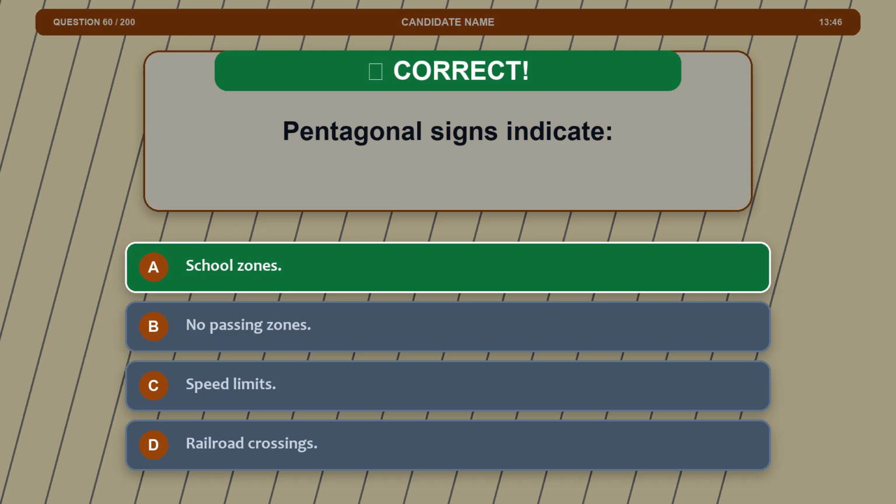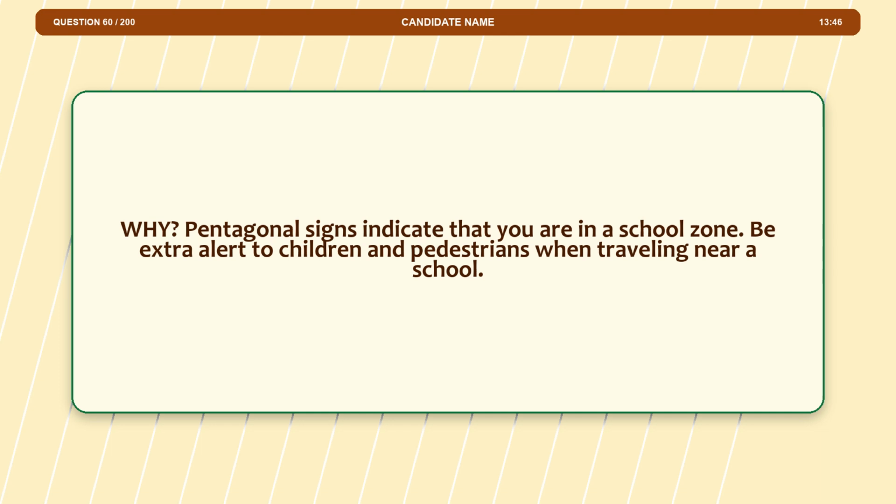The correct answer is option A. School zones. Explanation: pentagonal signs indicate that you are in a school zone. Be extra alert to children and pedestrians when traveling near a school.